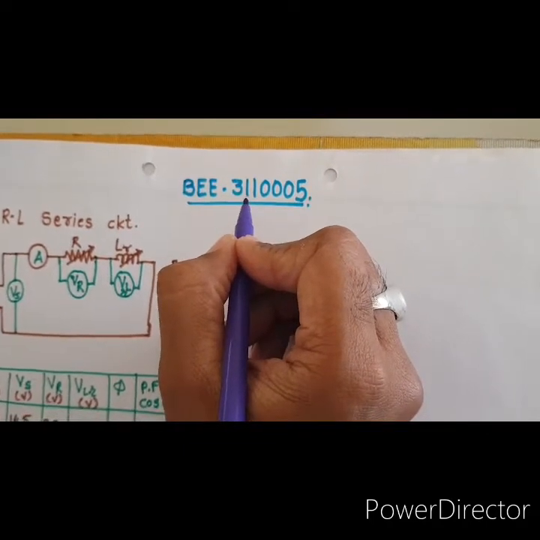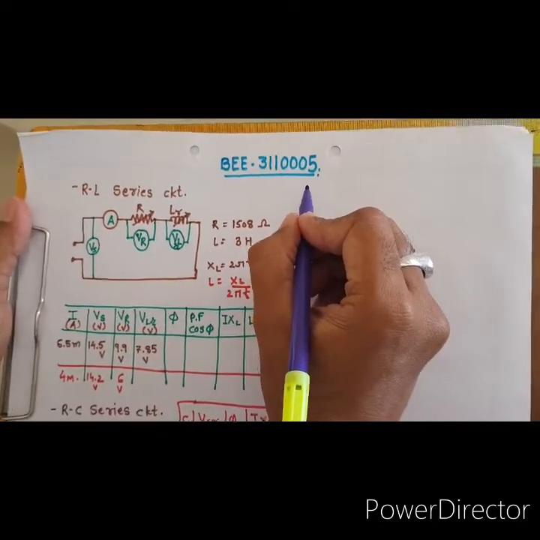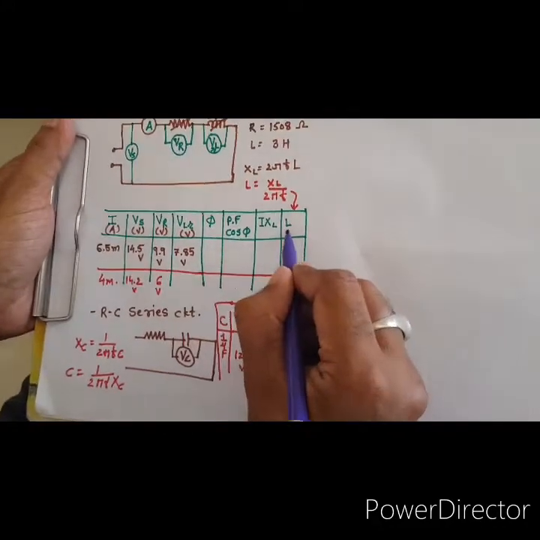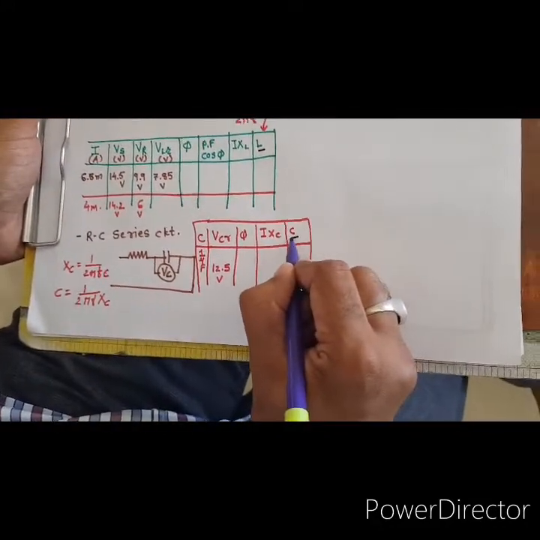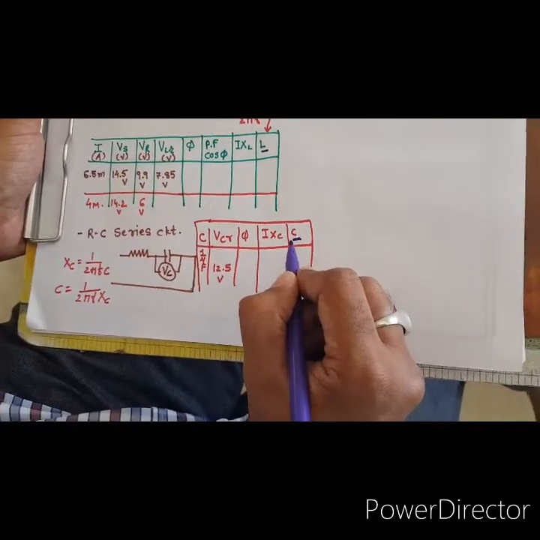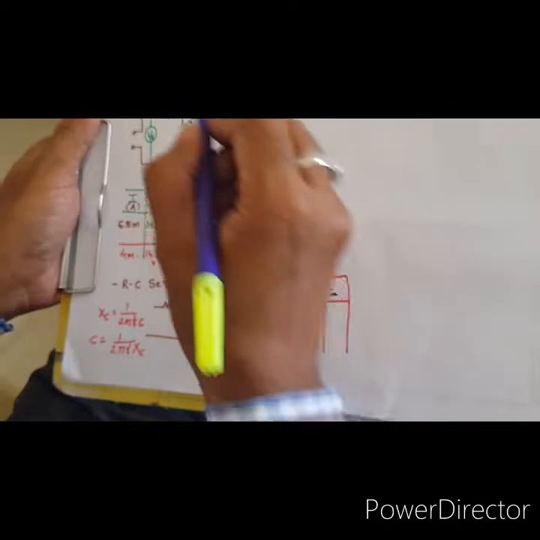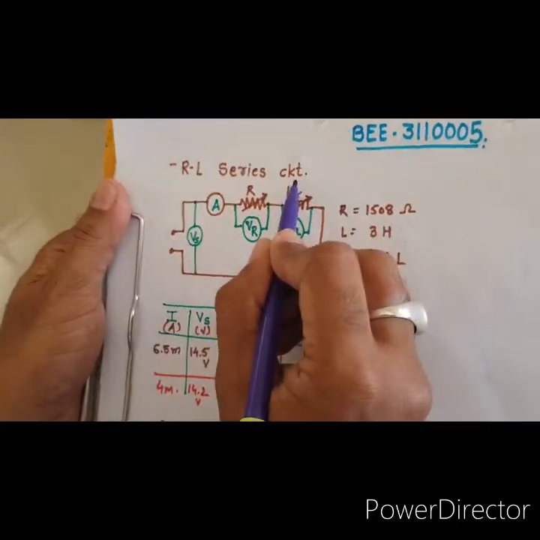Hello students, today we will learn about the graphical method for finding the inductor of any choke coil and the capacitor value of any capacitor by the AC circuit methods.